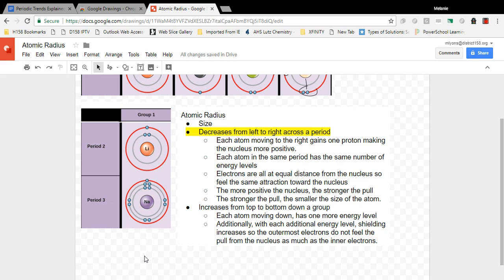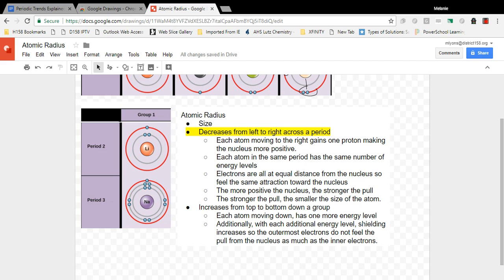It's visibly easy to see that the added energy level makes the atom larger. You might think, well, the nucleus is more positive, so why doesn't that make a difference?